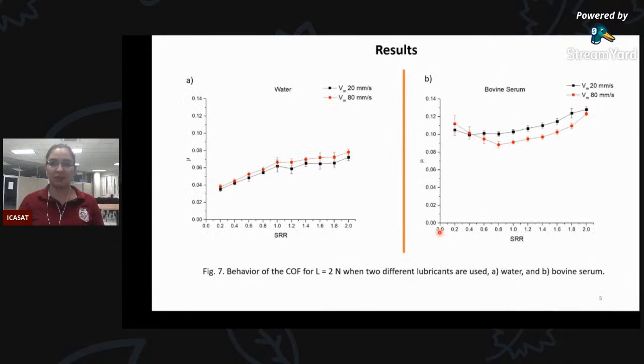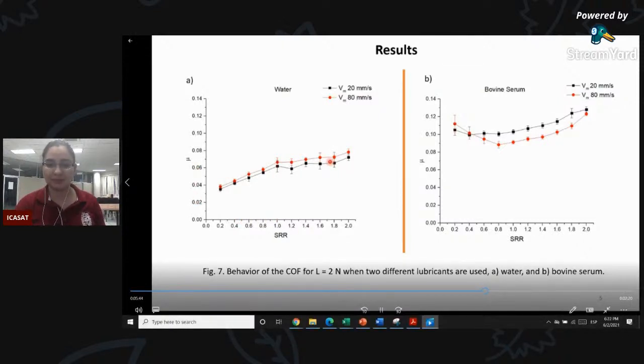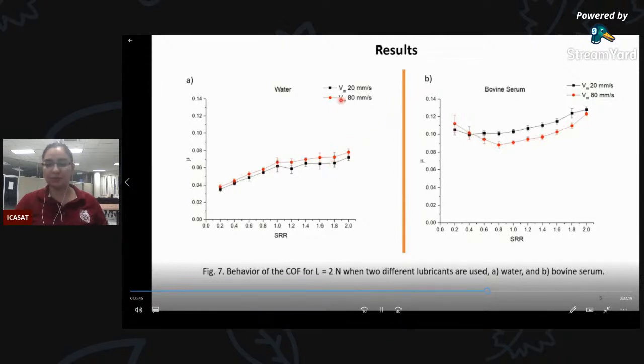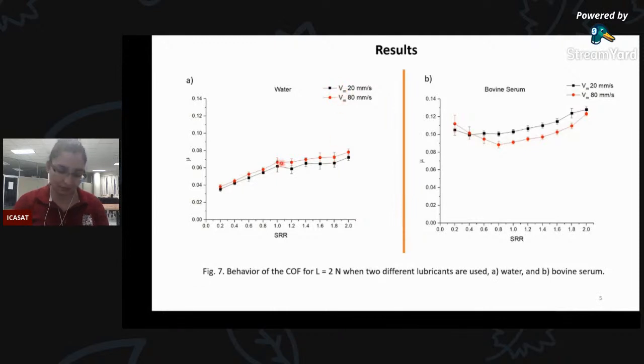In this research, as you can see in the graph on the left side, we can observe the behavior of the Newtonian fluid. The Newtonian fluid is the water. As the sliding to rolling ratio increases, the value of the coefficient of friction increases. And the same behavior occurs when the entrainment speed increases. As you can see, we put two kinds of entrainment speeds. But, however, when the lubricant is bovine serum, the behavior of the coefficient of friction is opposite to the water.